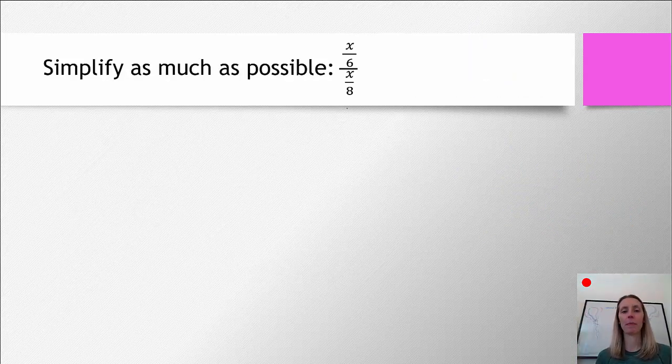Okay, let's try it again. We want to simplify as much as possible. So step 1, figure out where that big fraction bar is. It's going to be right here, and we're going to rewrite it using the division sign.